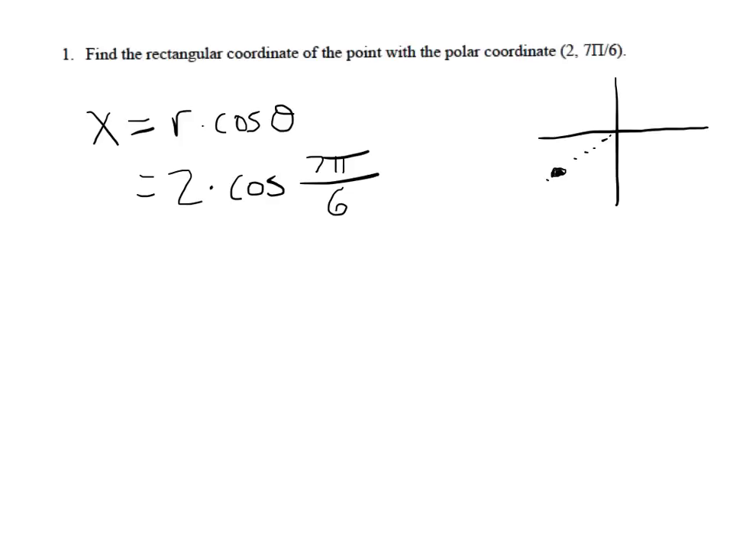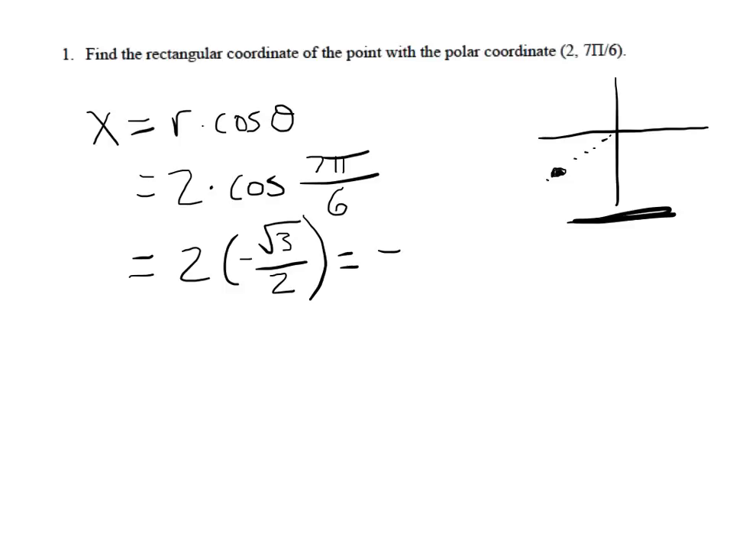7 pi over 6, we already kind of know where that is based on the graph that we see here. It's going to be related to a 30-degree angle, and that x value there would be negative square root of 3 over 2. So really our x value is negative root 3, or that's about negative 1.73. Do the same thing for the y value.